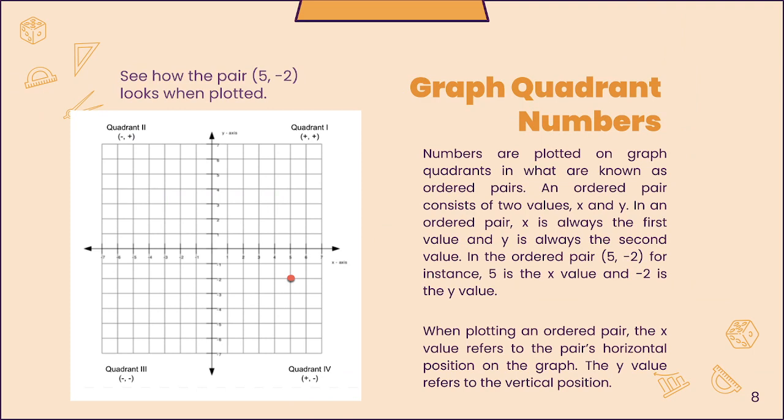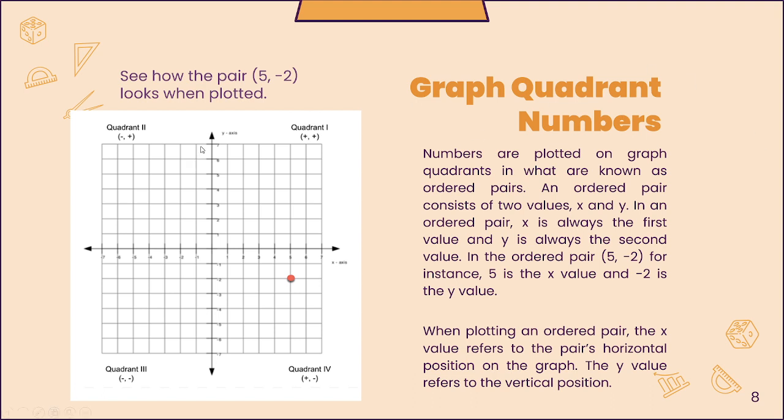So proceeding, we have the graph quadrant numbers. Numbers are plotted on the graph quadrants in what are known as ordered pairs. An ordered pair consists of two values, x and y. In an ordered pair, x is always the first value. Remember that the first value in the ordered pair is x and y is always the second value. In the ordered pair 5 and negative 2, for instance, 5 is the x value and negative 2 is the y value. When plotting an ordered pair, the x value refers to the pair's horizontal position on the graph, and the y value refers to the vertical position.